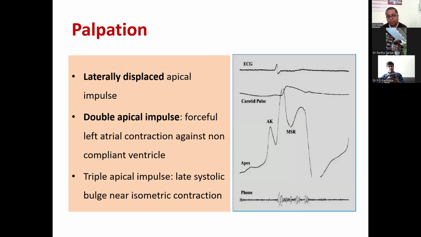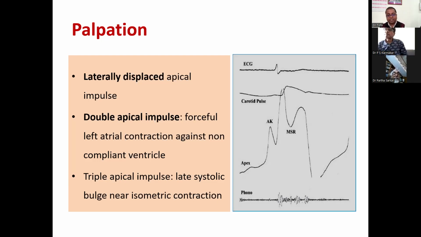On palpation of the apex beat, we found the double apical impulse. This is the apex cardiogram. Here we can see the double apical impulse. The first is occurring due to forceful left atrial contraction against the non-compliant ventricle, which is corresponding to the S4. So this is the first, and this is the second, and this total is leading to the double apical impulse. But more commonly in cases, we find the triple ripple, or the triple apical impulse.